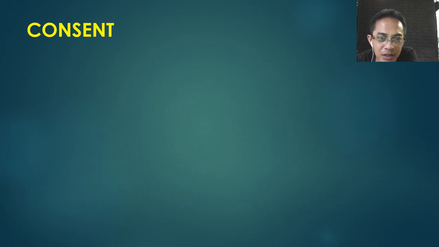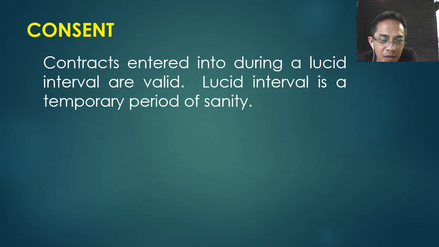But this is deceiving in class. Why? Because contracts entered into by the minor or by the insane person are actually valid. It is just that they have a defect. That is why the contract becomes voidable. Voidable means you can file a case in court to invalidate it. But while it has not been invalidated, the contract is valid. Okay? Contracts entered into during a lucid interval are valid. Lucid interval is a temporary period of sanity. That means the insane person has recovered for a while, so you can enter into a contract during a lucid interval.